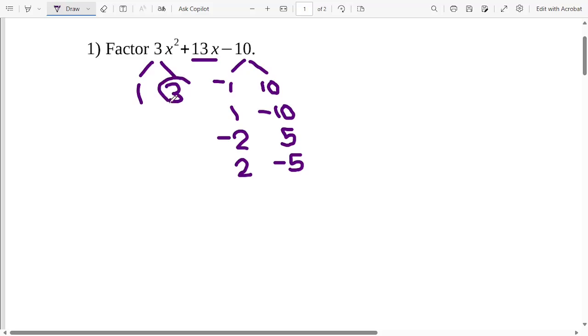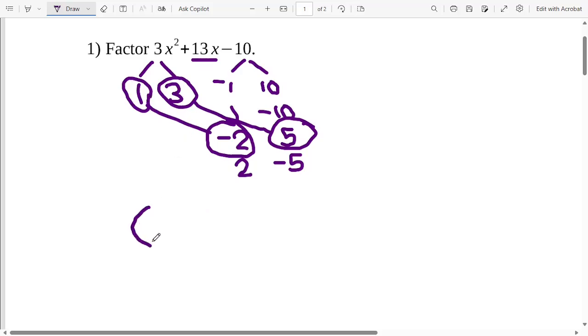However, if I do 3 and I multiply it by 5, that's going to give me a positive 15. And if I add that to 1 times negative 2, it's going to be positive 15 plus negative 2. That's going to give me positive 13. So that's what I want. Now, the 1 and the 3 are the coefficients in front of x, or the numbers in front of x. So we have 1x here, and we have a 3x here.